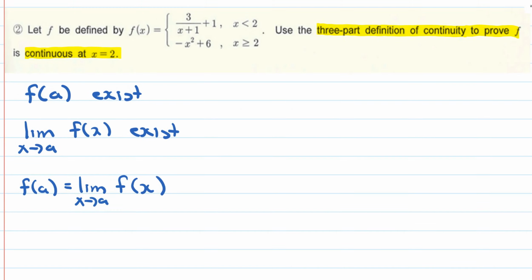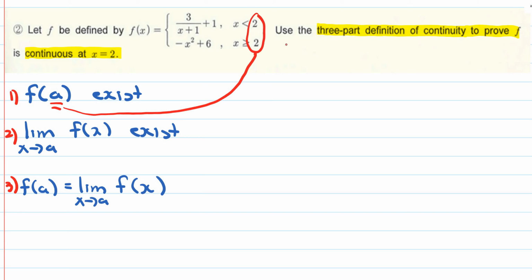So over here on the left, I have the three-part definition of continuity. Here's the first part, the second part, and the third part. For the first part, we need to show that f of a exists. What is the a value? A is the x value that we're approaching, so a equals 2.